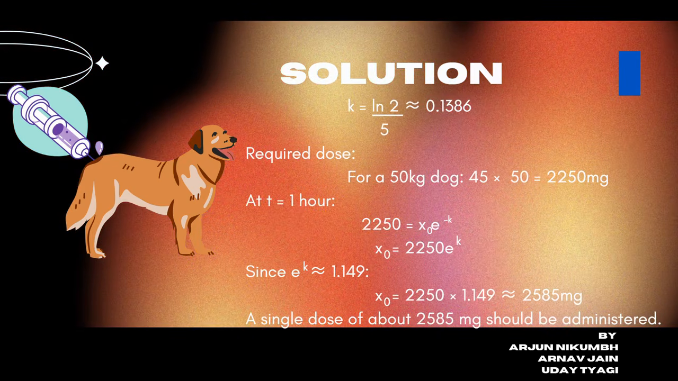So the required dose at that time should be 45 into 50, which is 2250 milligrams. So at time of 1 hour, 2250 equals x naught e raised to minus k, so x naught equals 2250 e raised to k. Since e raised to k is approximately 1.149, 2250 into 1.149 is 2585 milligrams. So a single dose of 2585 milligrams should be administered to the dog.